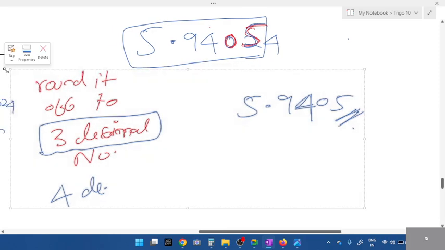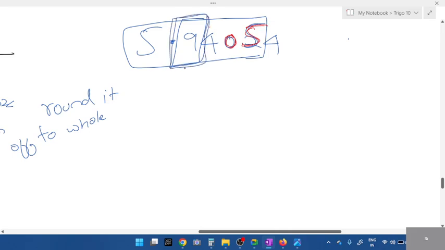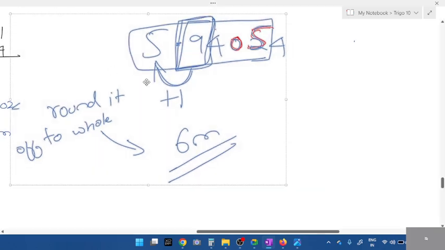Clear? Now, they don't need decimals, students. If they don't need decimals, they'll tell you to round it off to a whole number. Whole number means it doesn't have any decimal. So if they ask you to round it off to a whole number, check this number 9. 9 is greater than 5, right? So the previous number should be increased by what? Plus 1. So if you want to round it off to a whole number, what's the answer? 6 meters. 6 meters, unless and until they ask you to round it off, students.